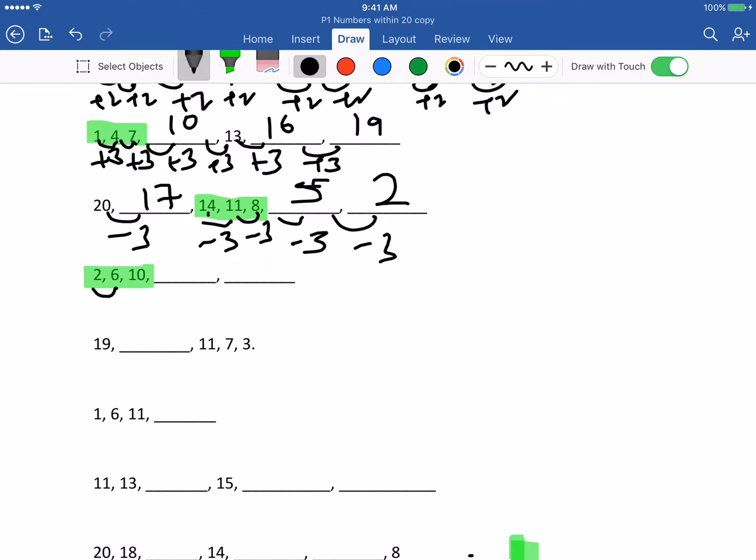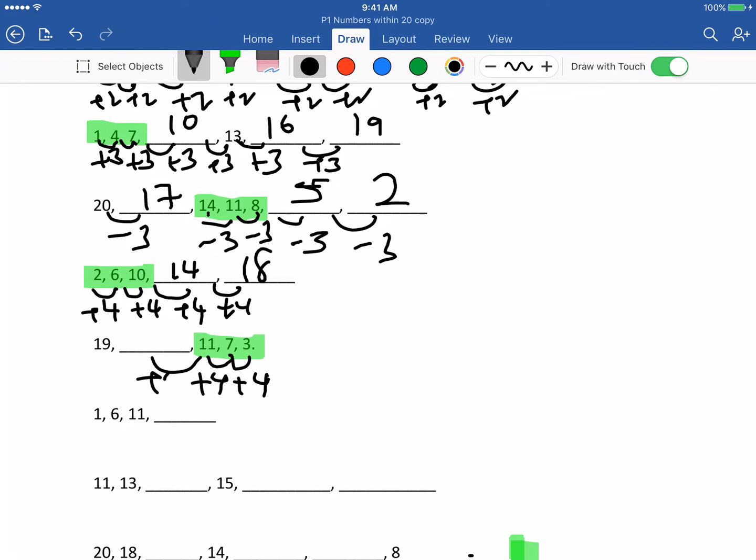Next one, look at the first three numbers, 2, 4, 10. I can conclude each one, you add by 4. So next two numbers will be add 4, 14, you add another 4, which is 18. The next one, you look at the last three, 11, 7, and 3. From the right, if you go to the left, it will be add 4, you add another 4, and then you add another 4. So answer will be 15.